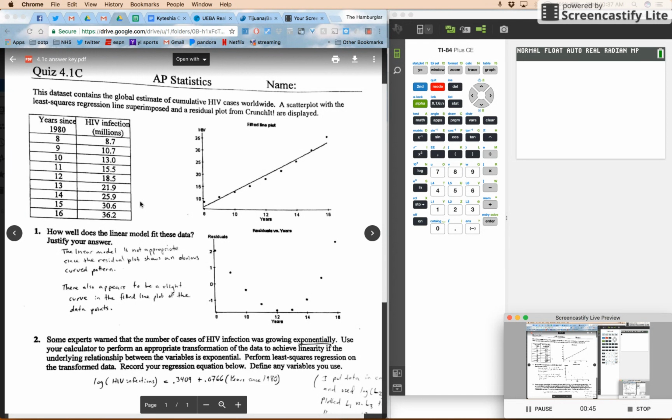So the first question says, how well does the linear model fit these data? And we need to justify our answer. So the thing that you need to think about when you're looking at this question is not to just look at the scatter plot and the best fit line alone.